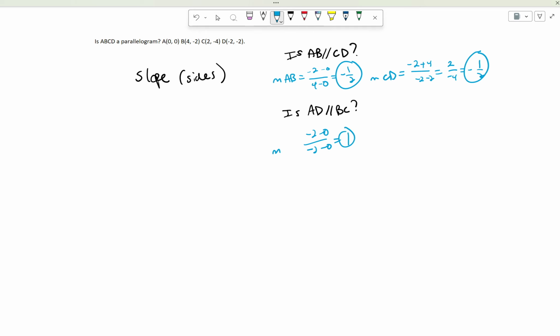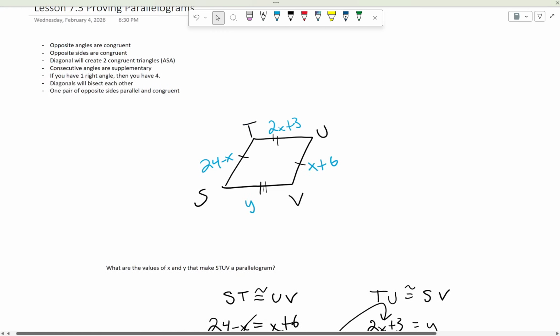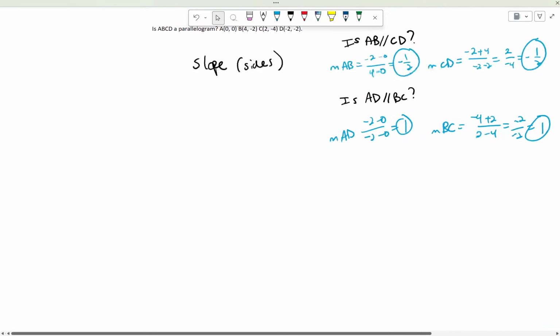Okay. And we need the slope of BC, which is going to be -4 minus 2 over 2 minus 4. So we have -2 over -2, and that's also going to be a 1. So yes, this is a parallelogram. Okay. Now, that's because we proved it because we showed, actually, it was the very definition of a parallelogram, right? We also could do it another way.